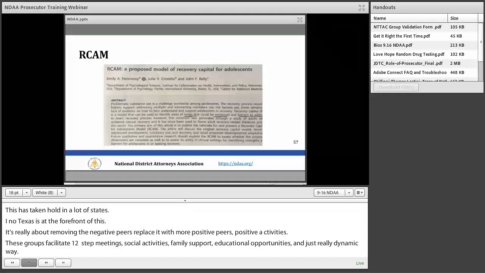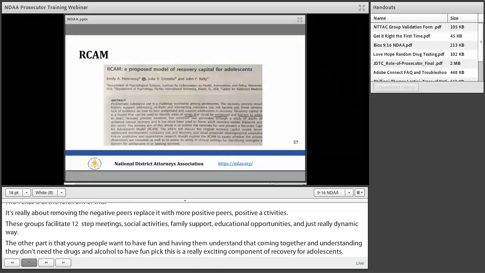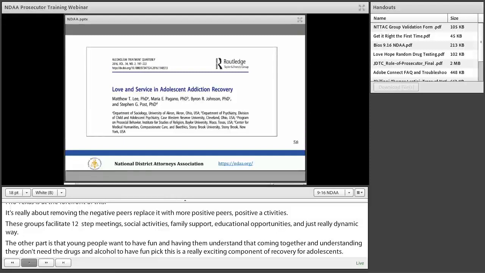And again, as we have more information about the project we're going to be working on, I'll be sharing it hopefully with all of you.